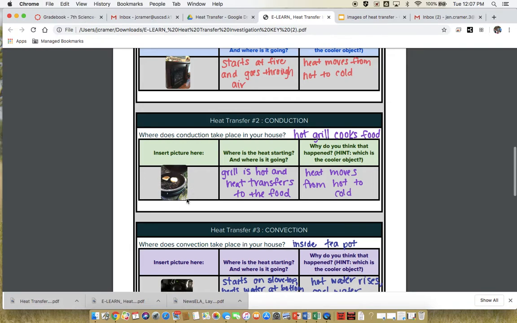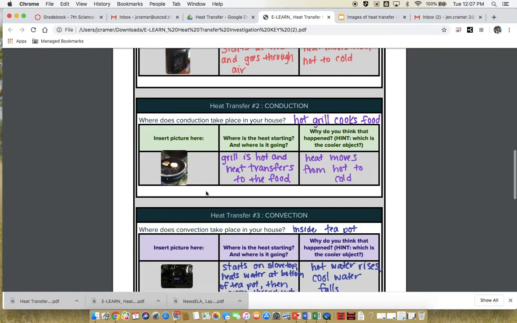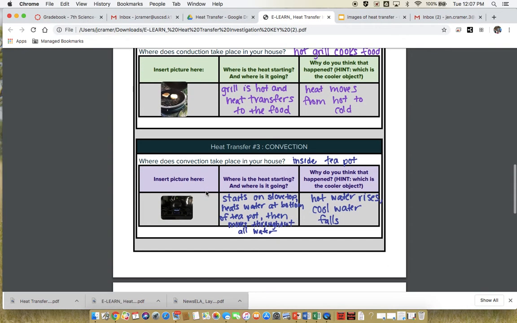Conduction, I used a grill picture. The grate on the grill gets very hot and then transfers the heat to the bun that's placed in direct contact with the grill. And then lastly, I found a tea kettle as my convection example.